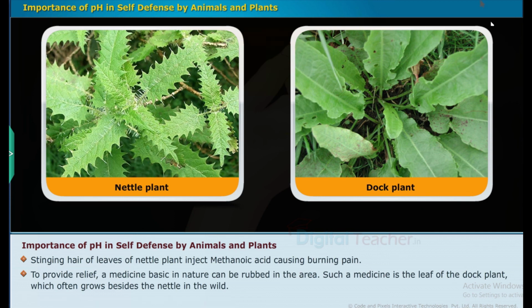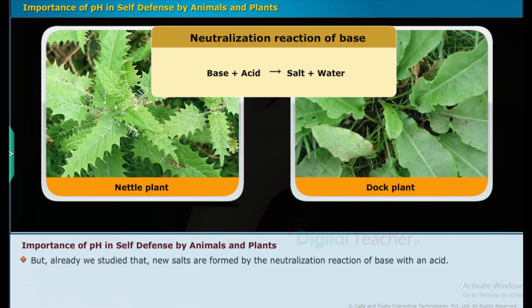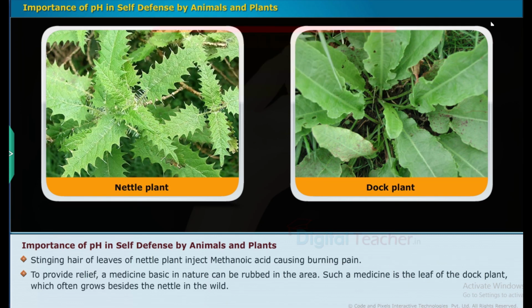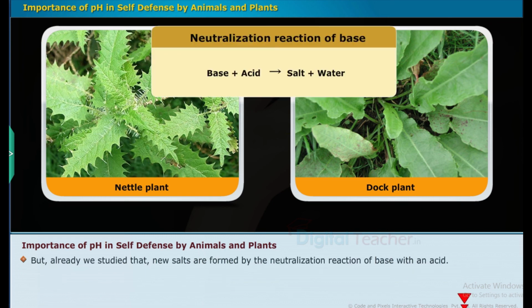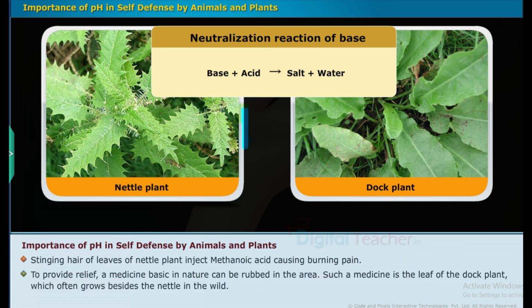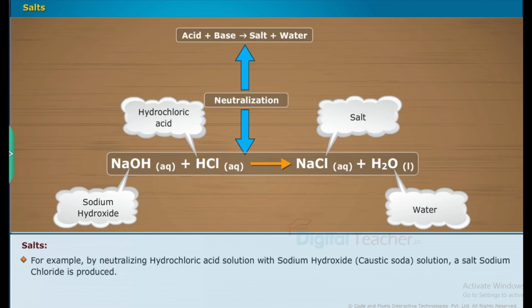But we already studied that new salts are formed by the neutralization reaction of a base with an acid. Let us do an activity to know more about the preparation, properties and uses of salts. We have seen that in the process of neutralization, acids and bases mixed in definite proportions produce salt and water. We also know that the reaction between an acid and a base is known as neutralization.